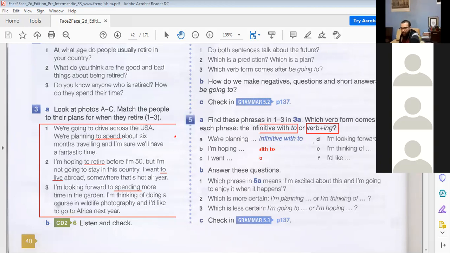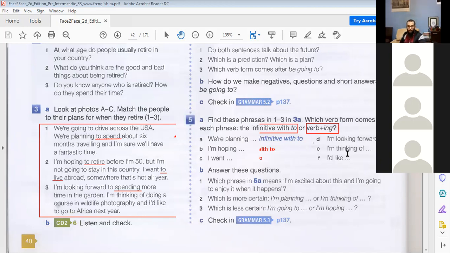So they use I'm looking forward to, and sometimes they use infinitive. Do you get the idea? But that's not correct. You cannot use infinitive here. You have to use ing. So if you want to say I'm looking forward, you can say I'm looking forward to staying with you. I'm looking forward to working with you. I'm looking forward to traveling to London. I'm looking forward to learning about this course.